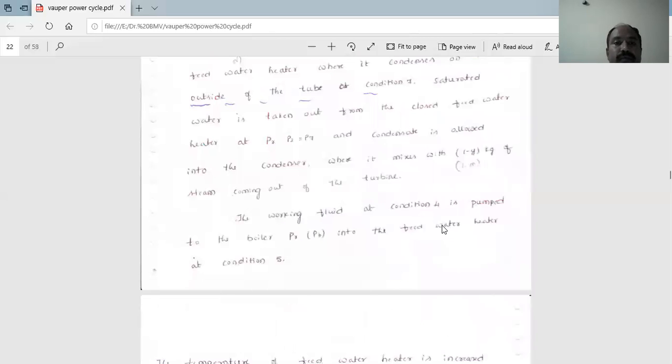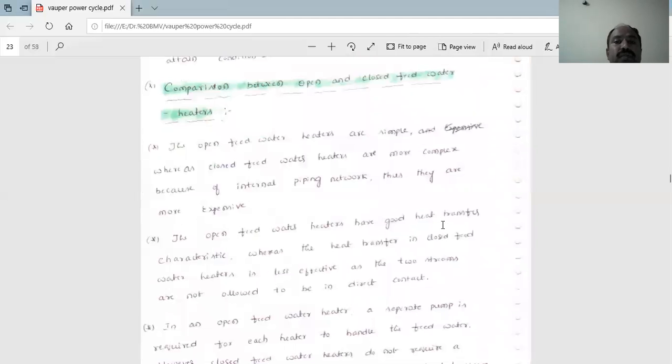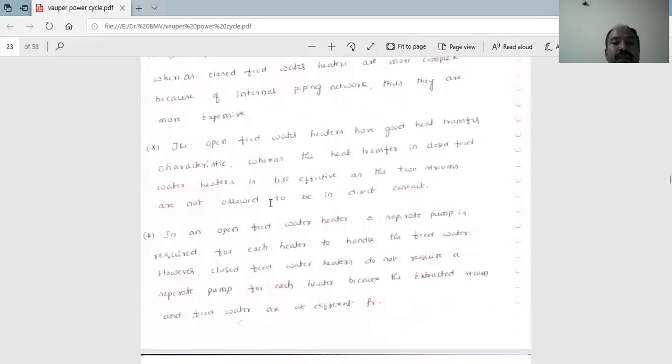Okay, now here is the comparison between the open feed water heater and the closed feed water heater. Open feed water heaters are very simple, whereas closed feed water heaters are more complex because of the internal piping network, thus they are more expensive.